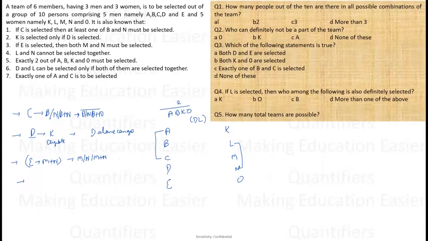Who can definitely not be a part of the team? Which of the following statements are true? L is selected. Who among them is selected? So I just need to find this. Everything else will be answerable. Now, I have to select 3 people out of them. I have to select 3 people out of them.